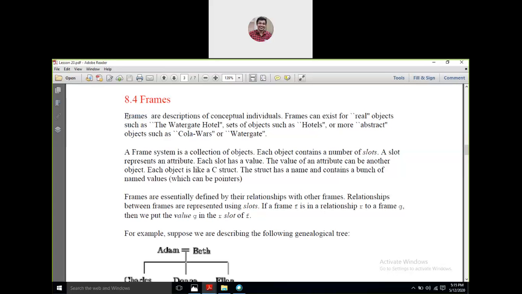The smallest structure of a frame is a slot and its value is an attribute. When I'm having these slots, I can relate one frame with another. I can show its relationship with another frame. I can show its relation with another frame by its slots, right? By its slots.